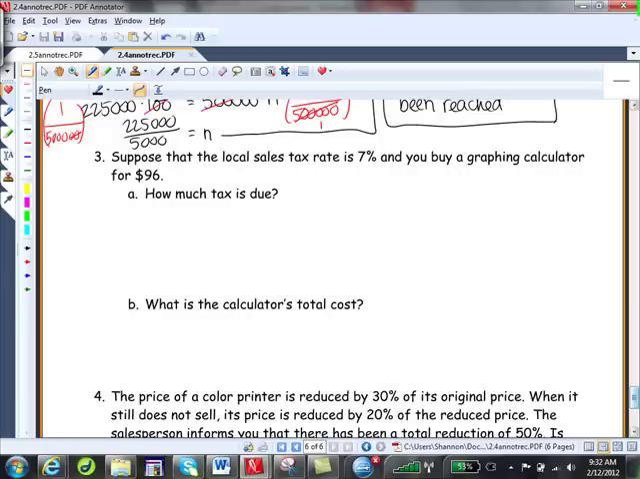Suppose that the local sales tax rate is 7% and you buy a graphing calculator for $96. How much tax is due?